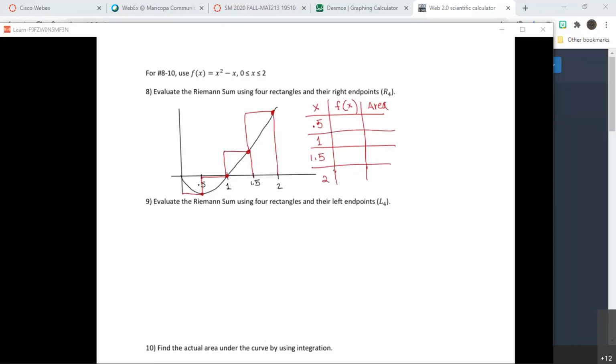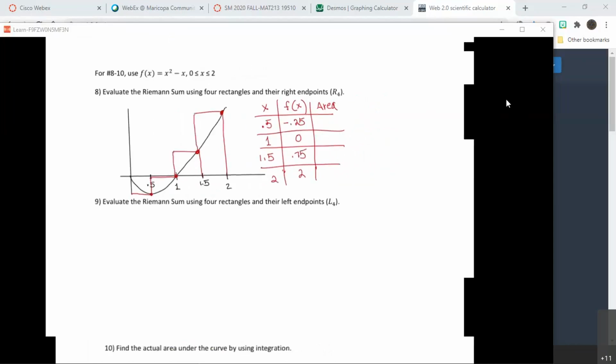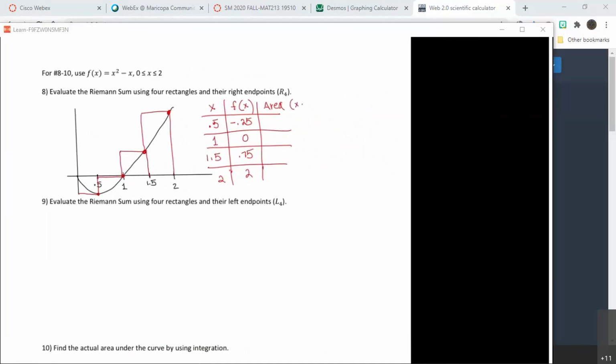Then you just evaluate the function at each of the x values. If I plug in 0.5, I'm going to get negative 0.25. If I plug in 1, I get 0. If I plug in 1.5, I get 0.75. And if I plug in 2, I get 2. Where am I getting the f of x's from? The function. Area is just x times f of x, so you're just going to multiply these.